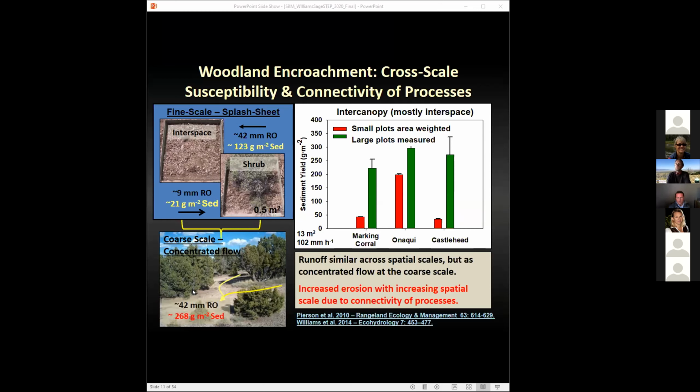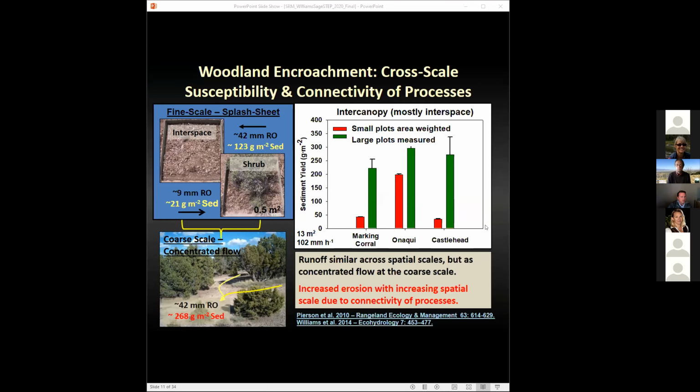The bare ground allowed that water to accumulate and move downslope at a higher velocity, and therefore generated increasing erosion rates with increasing spatial scale. This is pretty consistent with our field observations and is indicative, again, of a more degraded condition.